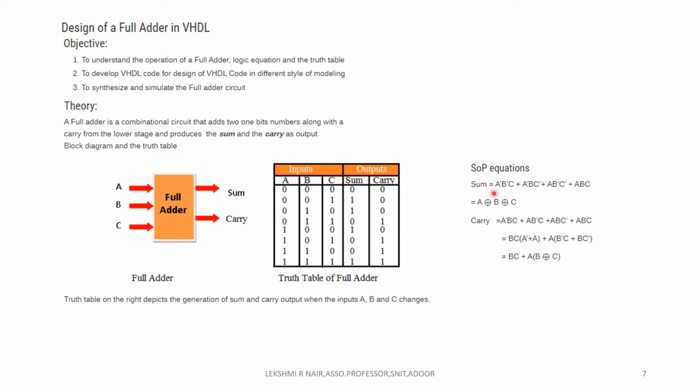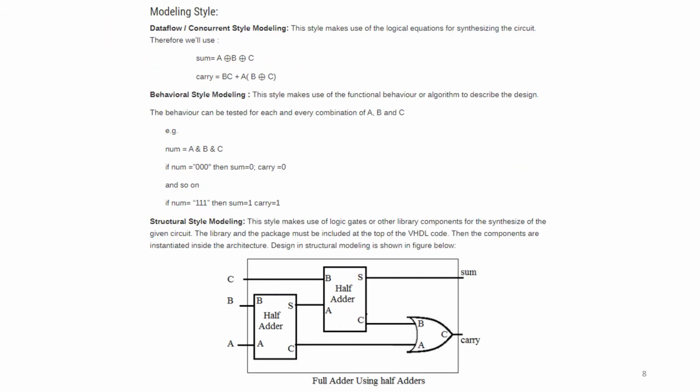The logical equation for sum will be A bar B bar C plus A bar B C bar plus A B bar C bar plus A B C, that is A XOR B XOR C. Carry can be written as A bar B C plus A B bar C plus A B C bar plus A B C, that is B C plus A into B XOR C. We are going to implement these using VHDL. This is the block diagram for full adder. We can implement a full adder using two half adders.